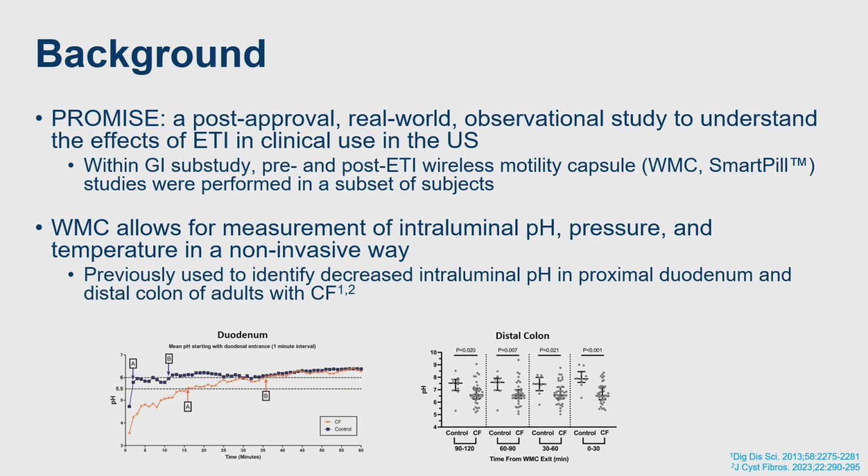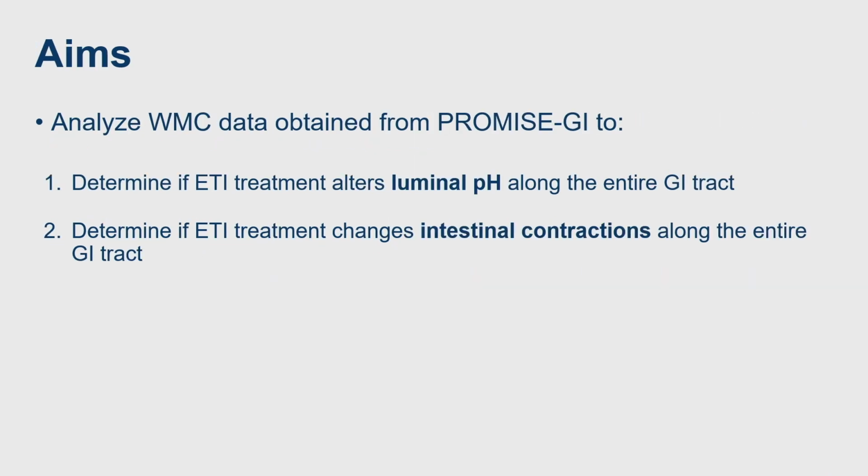We also published using that same data set, looking at the distal colon, and found that there was a decrease in the pH in the distal colon using the same data set and metrics. So the goals for this study were to analyze the capsule data obtained from PROMISE to, one, see if ETI treatment alters luminal pH. And we wanted to do that not just in discrete segments like the proximal duodenum or the distal colon, but really look across the entire GI tract. And then we also looked at intestinal contractions and motility indexes using the same data set.